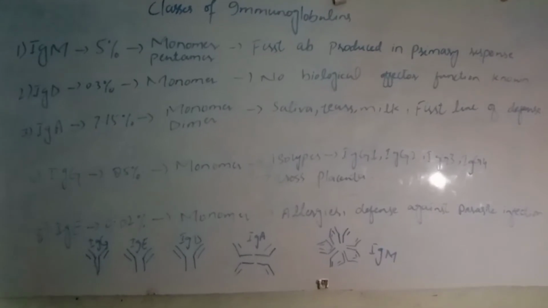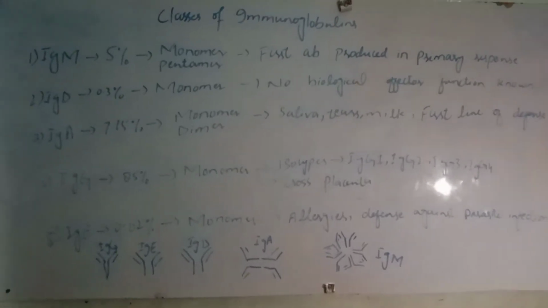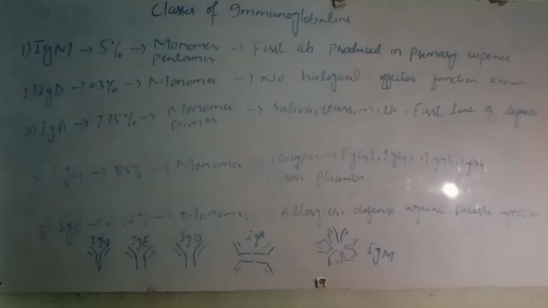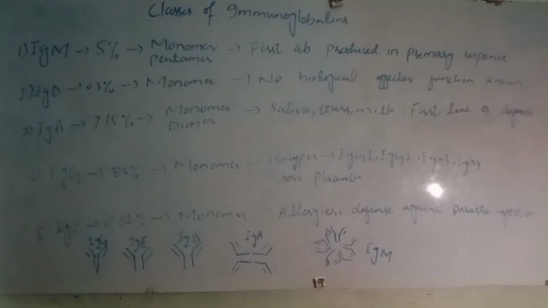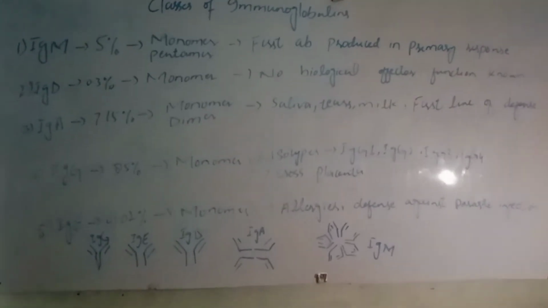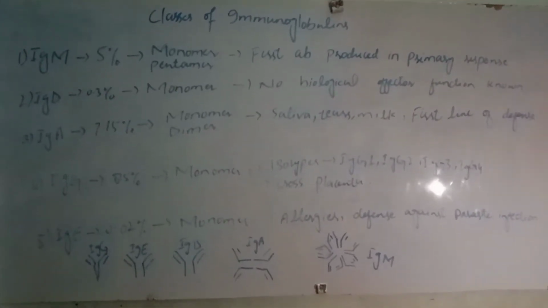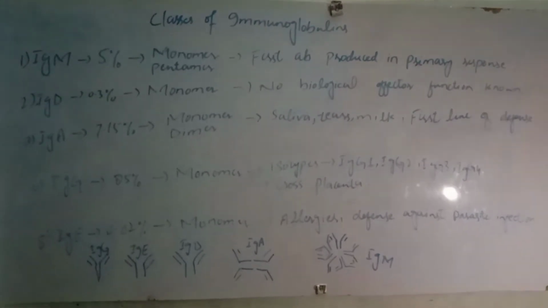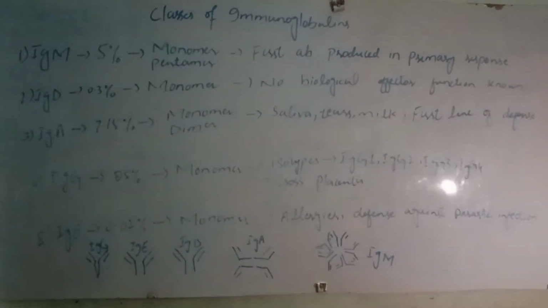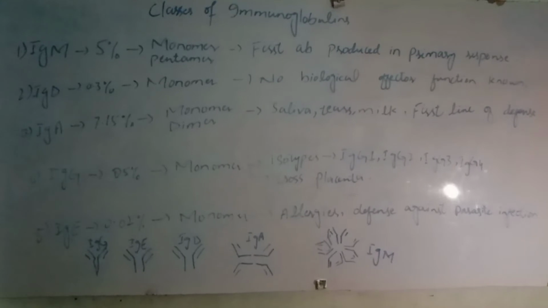As we can see, immunoglobulins have four chains, two heavy chains and two light chains. Heavy chains further consist of five types: alpha, gamma, delta, epsilon, and mu. On the basis of these heavy chain types, immunoglobulins consist of five major types: IgM, IgD, IgA, IgG, and IgE. And IgM concentration in serum is 5%.